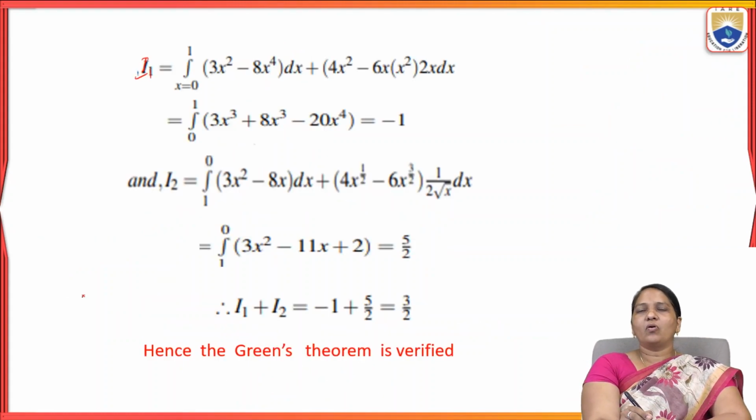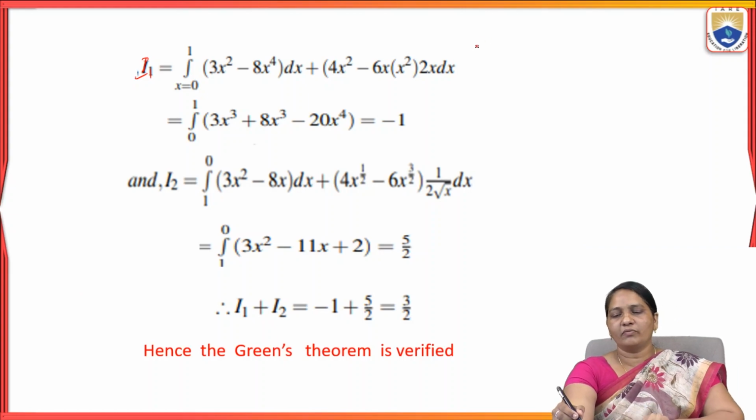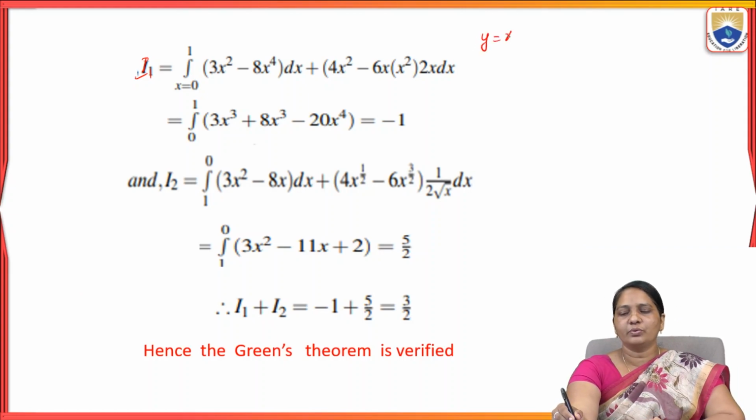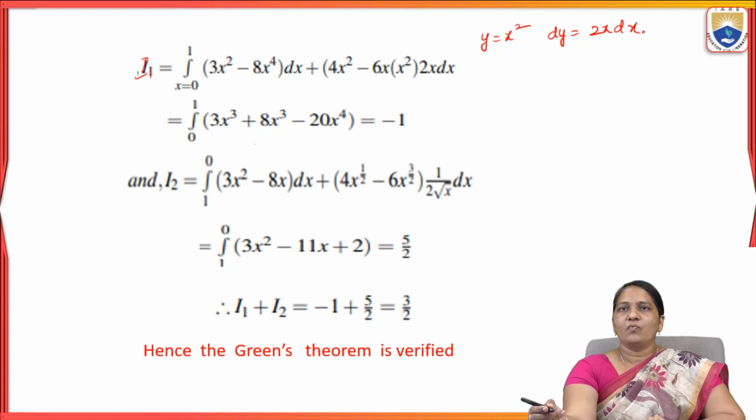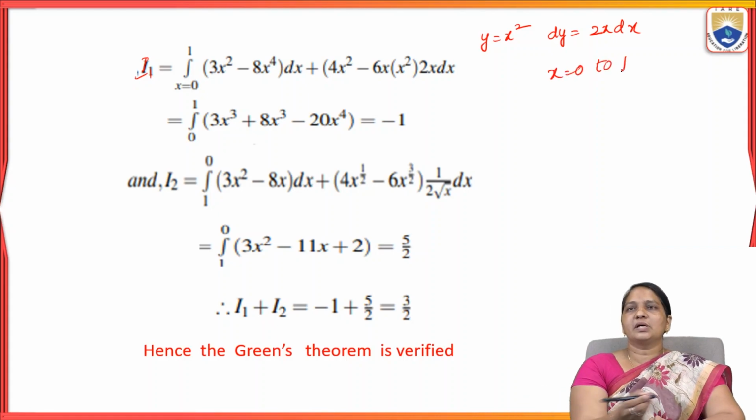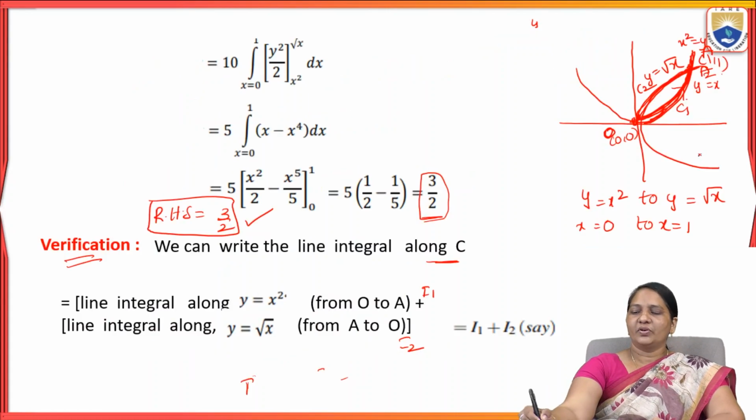I1 is nothing but along curve C1. Along curve C1, that is y equal to x square. So dy equal to 2x into dx. What about the limits? X limits are 0 to 1 according to the figure.